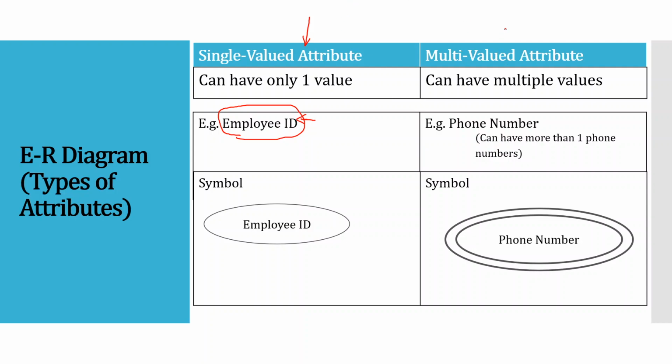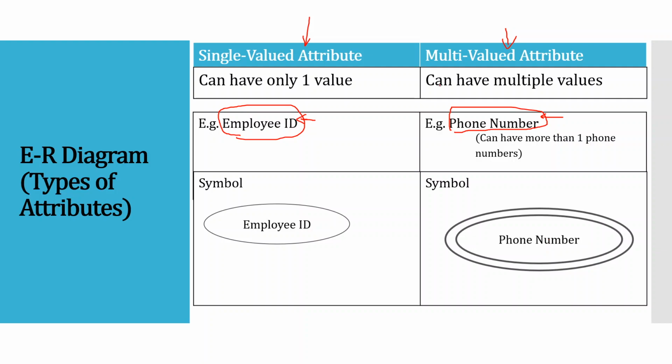And on the other side, we have multi-valued attribute. Multi-valued attribute means an attribute can have more than one value. So the example is phone number. A phone number can have more than one value, right? Some of you may be having more than one mobile number, or in some cases more than two mobile numbers. So this is what we call multi-valued attribute. That means the phone number can have more than one value. Let us say the first mobile number, then the second mobile number and then the third mobile number. So it is having more than one value, right?